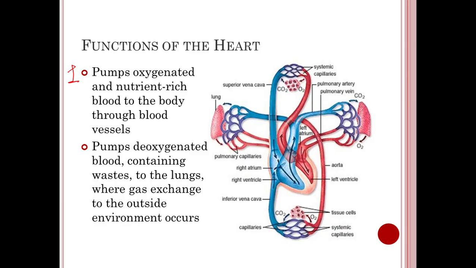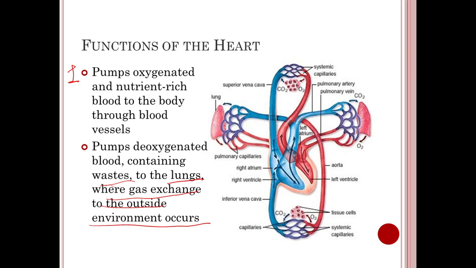Now, the second function: it pumps deoxygenated blood containing waste to the lungs, where gas exchange with the outside environment occurs. Now, from where does our blood get CO2, and why does it become deoxygenated? All the time we are doing respiration. Our body is doing metabolism. The Krebs cycle is going on in our body, and the byproduct of the Krebs cycle is CO2. Whatever CO2 is formed in metabolism gets mixed into the blood and thrown outside through the lungs. But who is taking this deoxygenated blood? The heart is supplying this deoxygenated blood to the lungs.